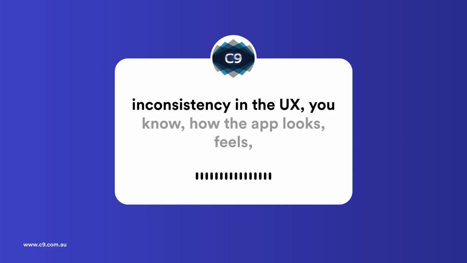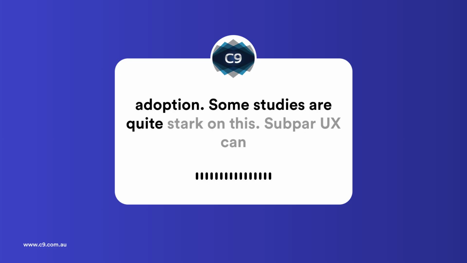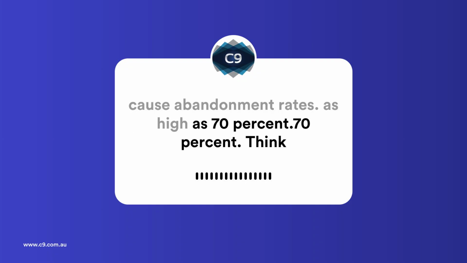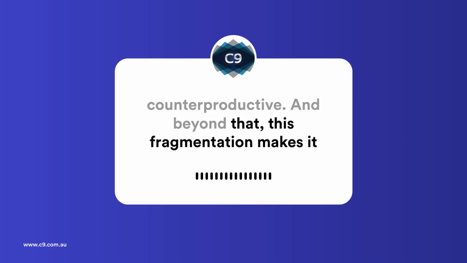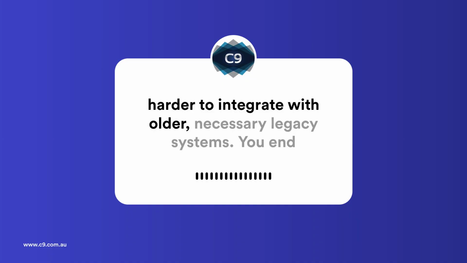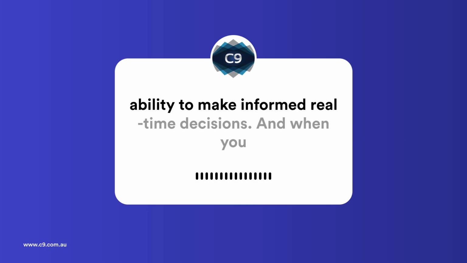That can be jarring. Precisely. That inconsistency in the UX, how the app looks, feels, behaves across different phones, leads directly to poor adoption. Some studies are quite stark on this. Subpar UX can cause abandonment rates as high as 70%. Think about that investment, only to drive customers away. It's counterproductive. And beyond that, this fragmentation makes it harder to integrate with older, necessary legacy systems. You end up with these internal data silos, which really hamper your ability to make informed real-time decisions.